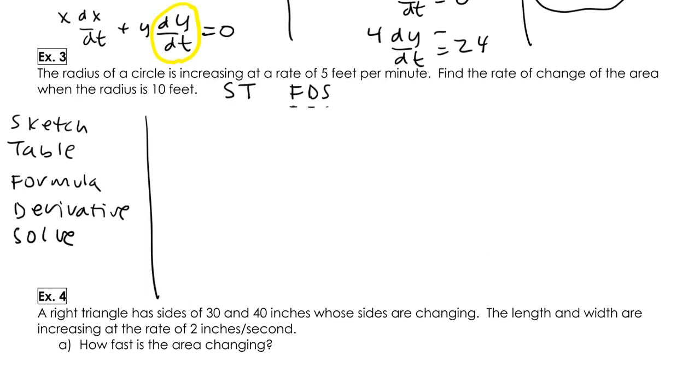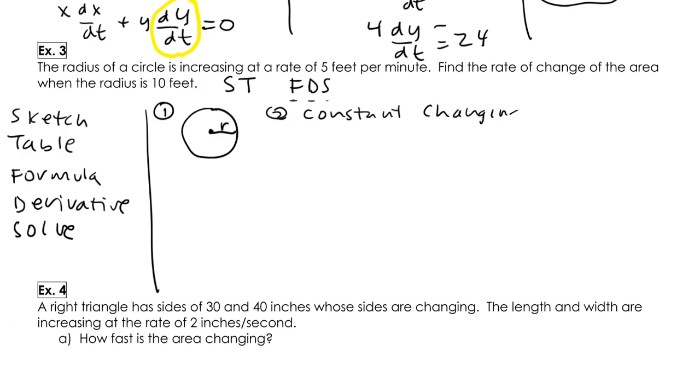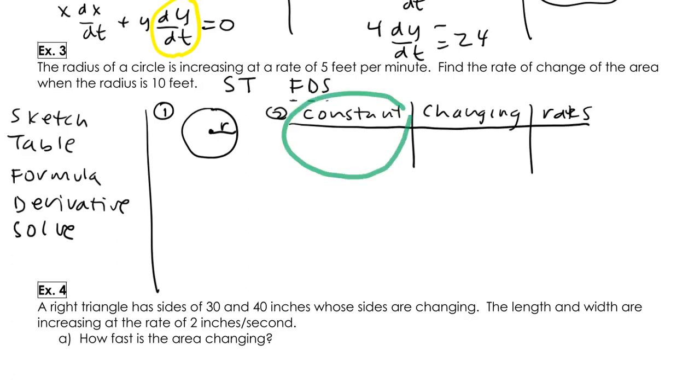So the radius of a circle is increasing at this rate. Let's draw our circle. First step is sketch. In our picture, we are going to put units. A circle has a radius. Then our table. Our table is going to have constants, it's going to have changing, and it's going to have rates. A constant would be anything that doesn't change over time. It's very common that this will be empty. So don't be surprised if that's empty a lot, but we want to keep our eye out for it.